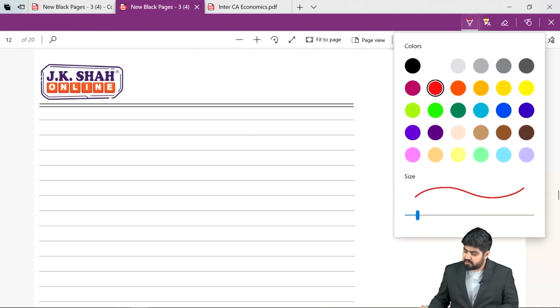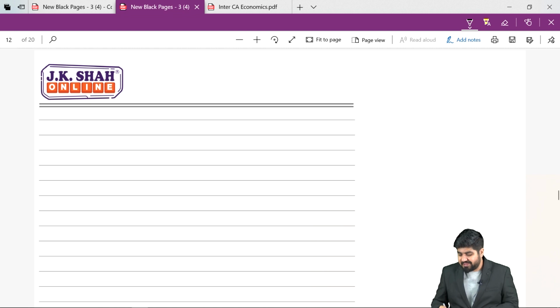Now friends, when I talk about money multiplier, what is money multiplier? The number of times your money gets converted into money supply. Number of times the money which is there in the economy gets converted into money supply. Sir, is it different? Yes, absolutely it is different.